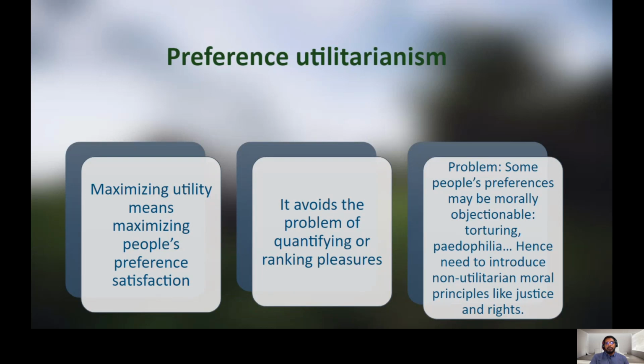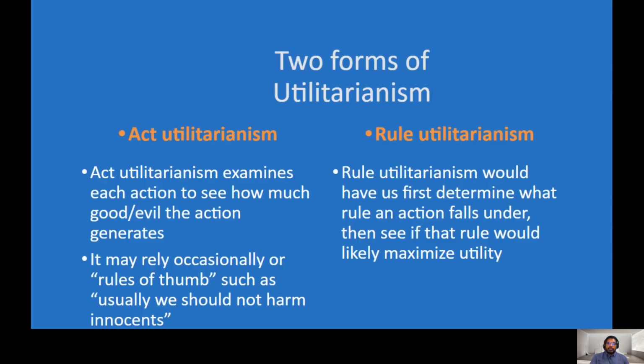Now, we know people who may have preferences to torture people, and they may say they get satisfied by that. But that is objectionable. Or we know some people have preferences in pedophilia, and that is morally objectionable. So therefore, besides happiness, we need to have other criteria for this preference satisfaction, like rights and justice. So that would be a problem with preference utilitarianism.